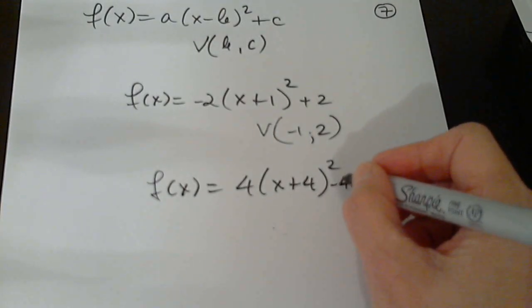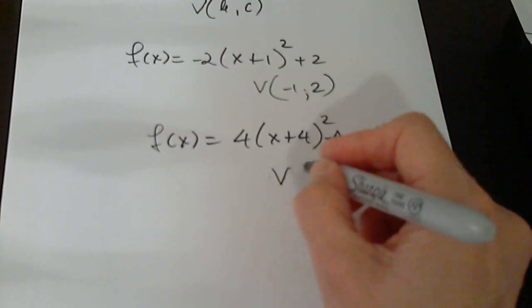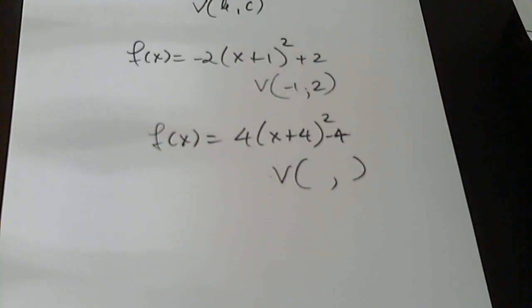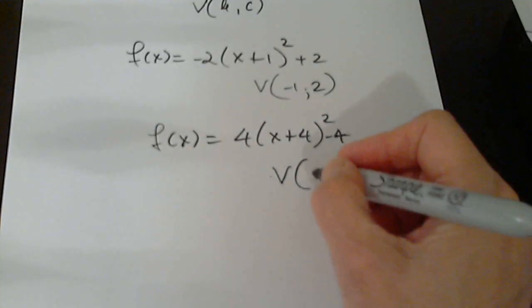Let's say -4. For this one, can anyone identify the vertex? -4, -4. That's it.